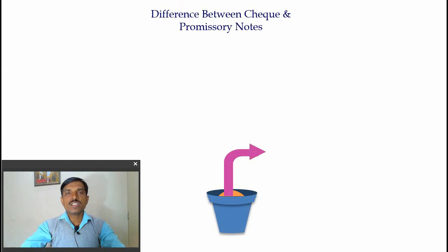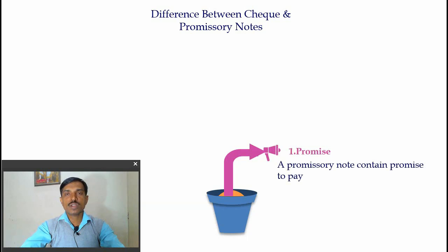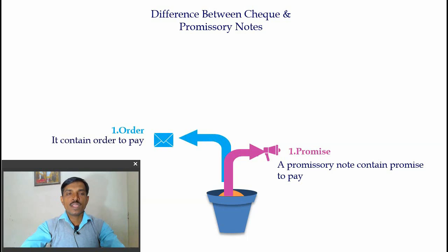Here we discuss some points on the difference between the check and the promissory note. In the promissory note, the content is a promise. The maker is giving a promise to pay a certain sum of money to a certain person, the payee. So the promissory note contains a promise to pay a certain sum of money. On the other hand, the check contains an order to pay a certain sum of money to a certain person.